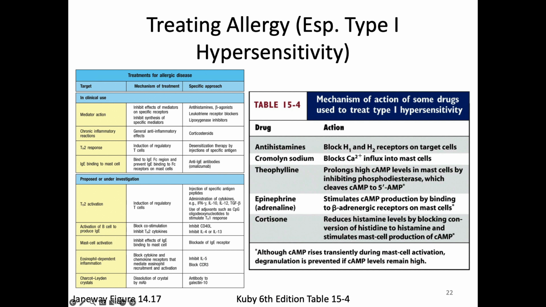We can also use different kinds of corticosteroids. Those corticosteroids also impact signaling on mast cells, as well as a whole lot of other cell types. So those steroids are going to generally inhibit a lot of immune responses.